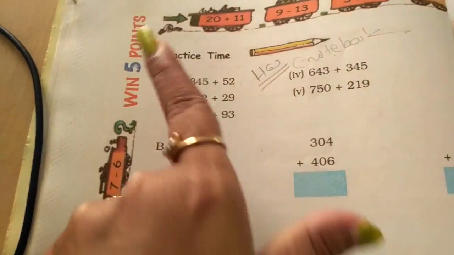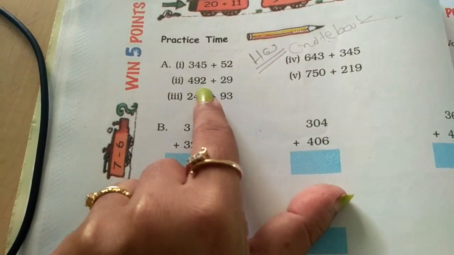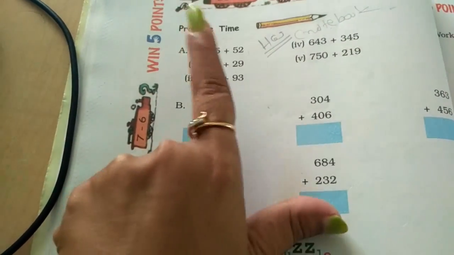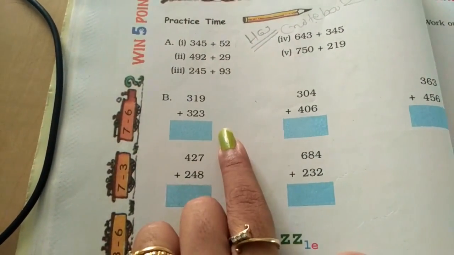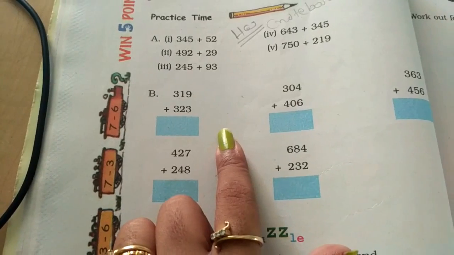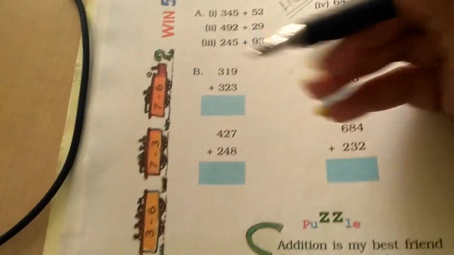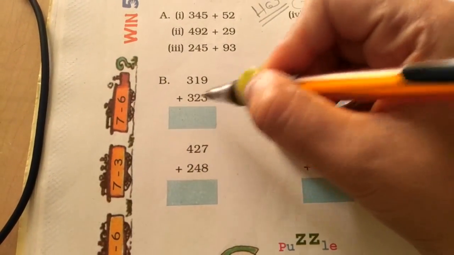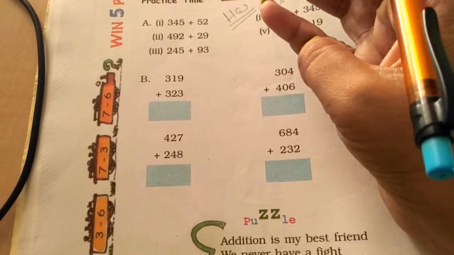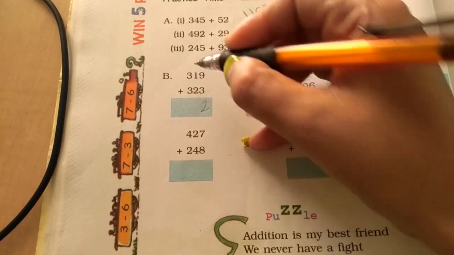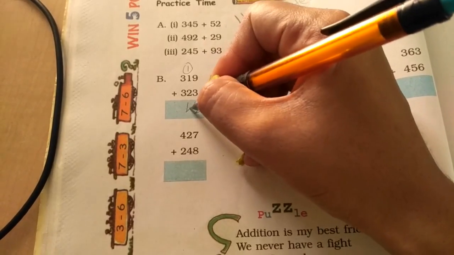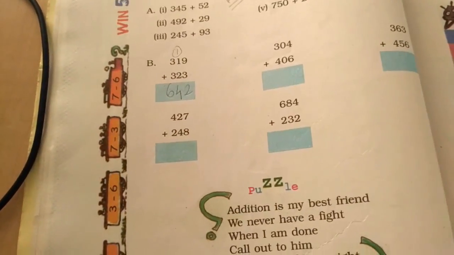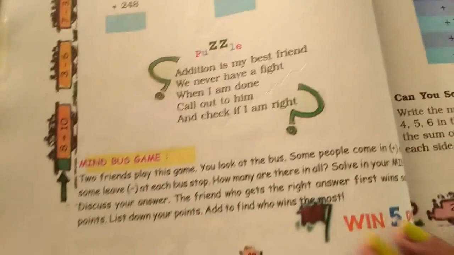Here you will get the practice time. These are some additions that you have to do in the notebook, and these are the additions that you will do in homework in the textbook only. Okay, I will show you one. The rest of the examples you will do yourself. 9 plus 3: after 9, 10, 11, 12, 2 carry 1. 2 plus 1, 3, plus 1, 4, and 3 plus 3, 6. So this way you will complete all the examples.